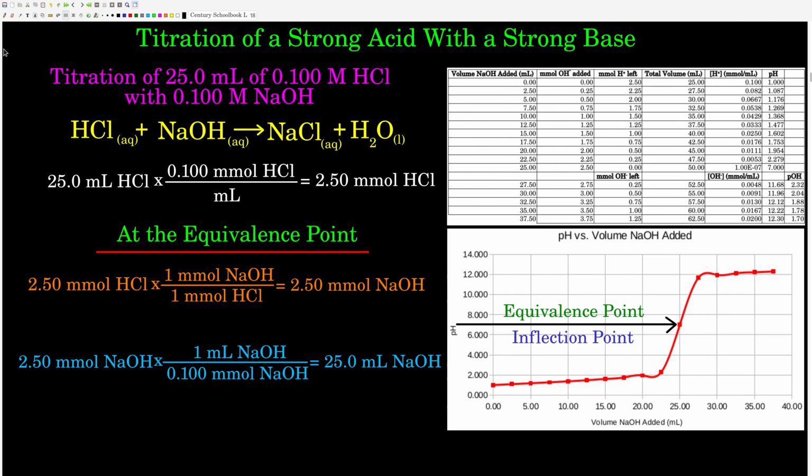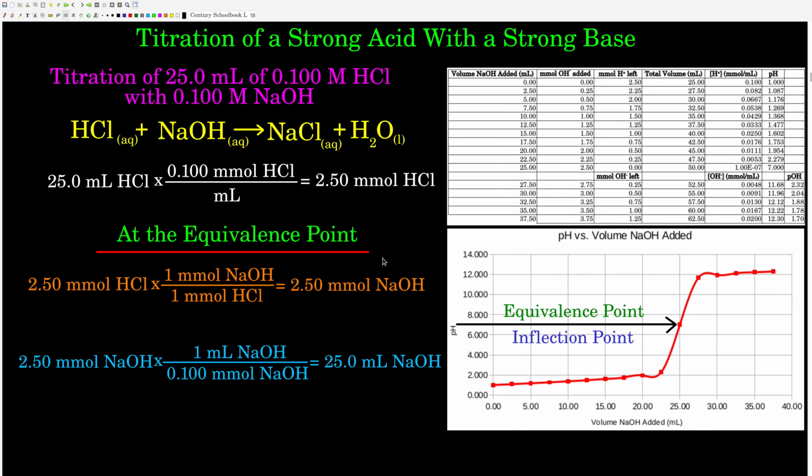So we are going to start out by titrating a strong acid with a strong base. And then after this, we're going to do a weak acid with a strong base and then a weak base with a strong acid. I don't do a strong base titrated with a strong acid because it's just exactly the opposite of this.